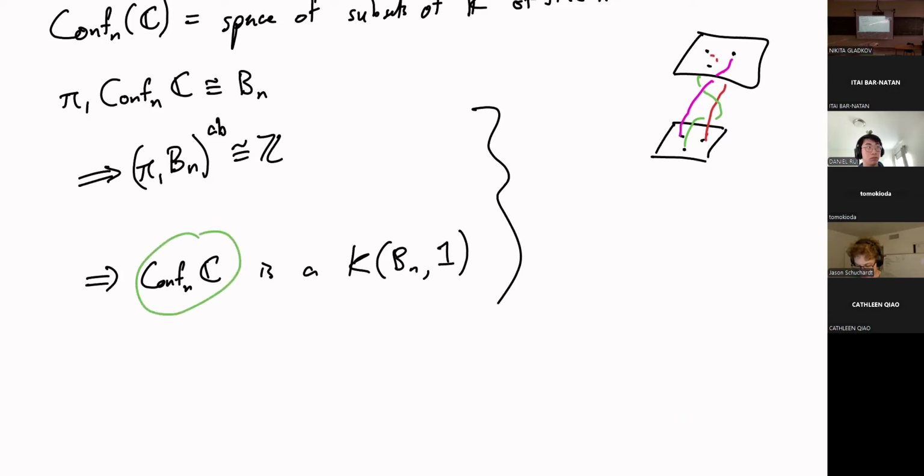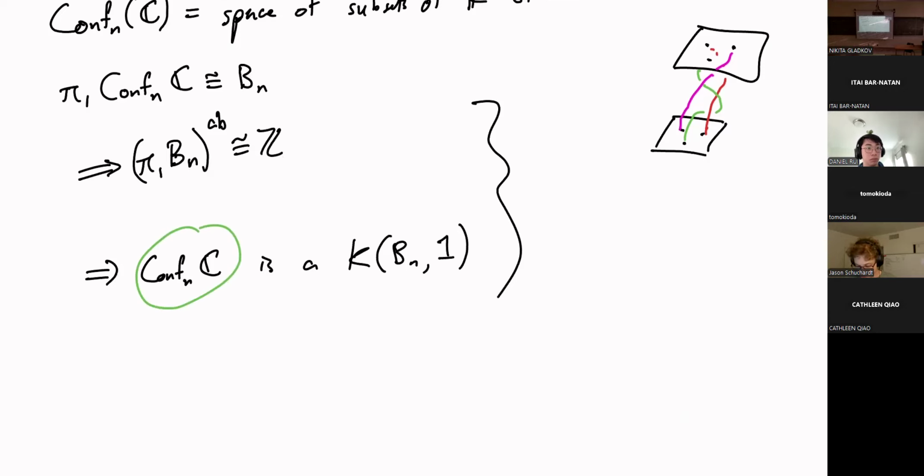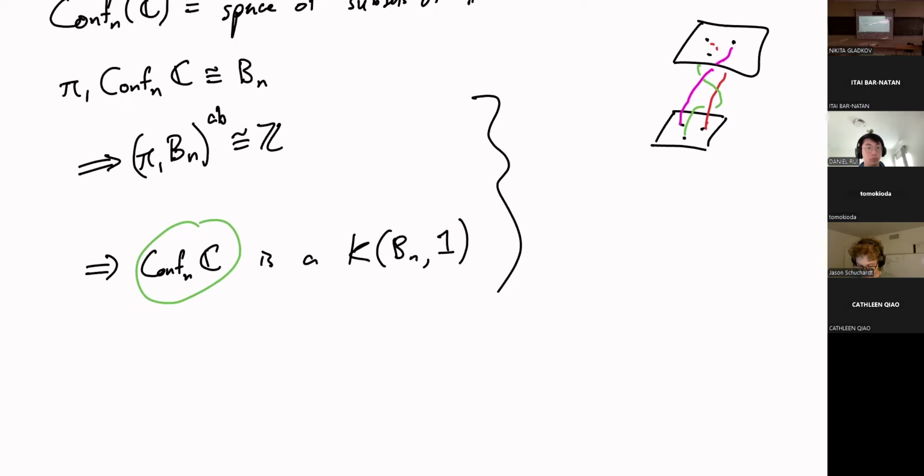It tells you that this configuration space is not just a space that has this fundamental group. It's the space that represents the fundamental group topologically. It represents this braid group as a topological object. So it's a really nice space to study, and it has magical results about homological stability, but I don't know very much about those.